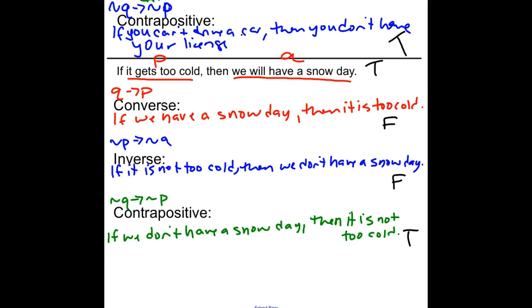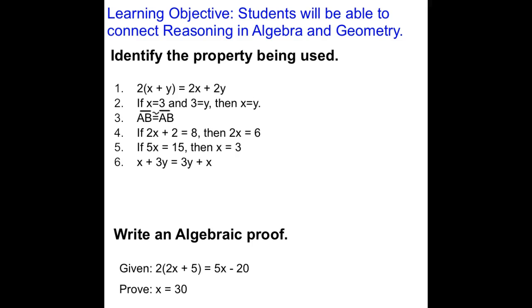Okay, so after this, we started getting into our algebraic proofs. So we talked about all the different properties. It says the learning objective is that students will be able to connect reasoning in algebra and geometry. And it says identify the property being used. We're looking at the property that goes from the left side of the equation to the right side of the equation, that explains why it is true, or why the if implies the then in these statements. So why don't you pause the video and fill in as many of these as you can with the algebraic property.